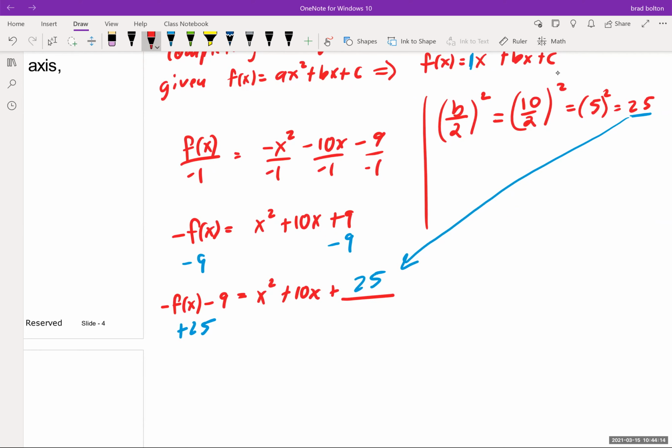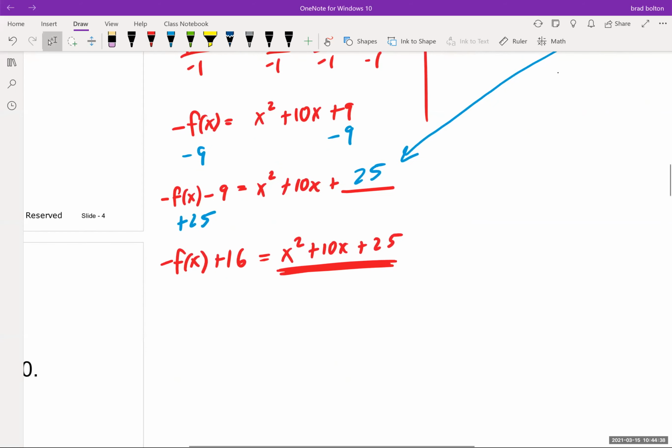So now I'm going to end up with negative f of x. Now, plus 25 minus 9, that should be what? Plus 16? Let's see here. Yeah, okay. Equals x squared plus 10x plus 25. Now, the good news is this right here should be factorable in a very nice way because you made it a perfect square. So now we have negative f of x plus 16.